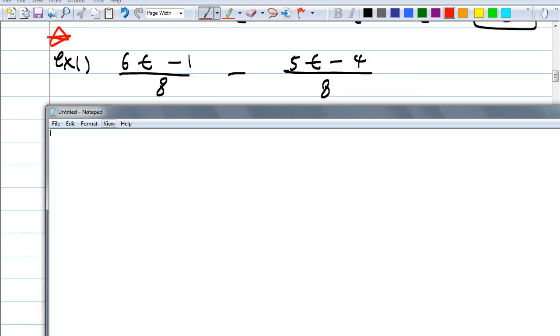We'll get there in a minute. If you don't have a common denominator, what happens? Well, guess what? You have to get one. We'll get there in a minute.